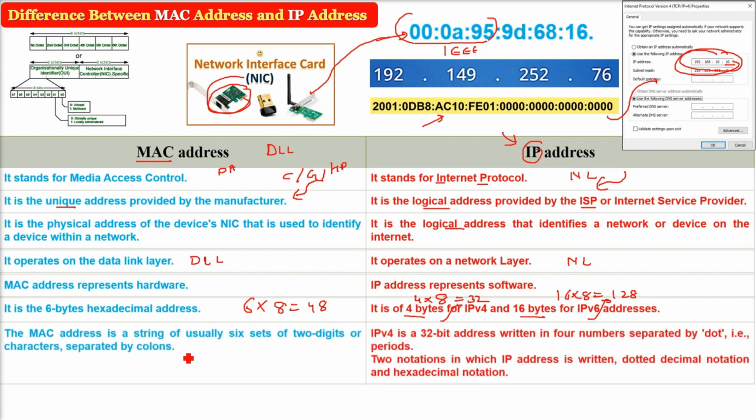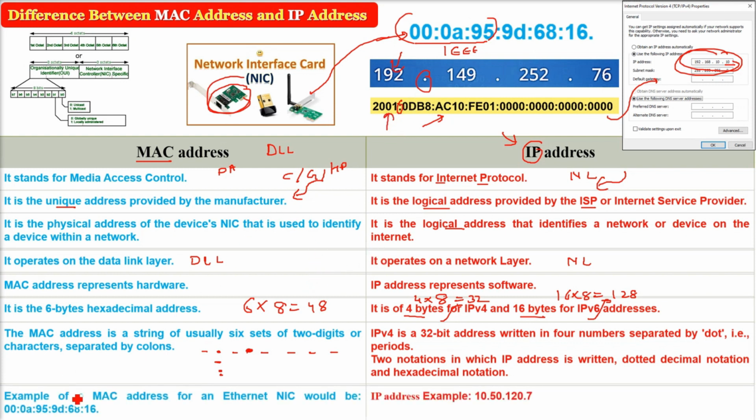The MAC address is a string of 6 sets of 2 digits or characters, and it can be separated by a dot, a colon, or a hyphen. So these are 6 octets. IPv4 is a 32-bit address, which I am showing you in blue, separated by dots, with numbers like 192 and 49. These are all decimal numbers. But IPv6 addresses are hexadecimal, separated by colons.